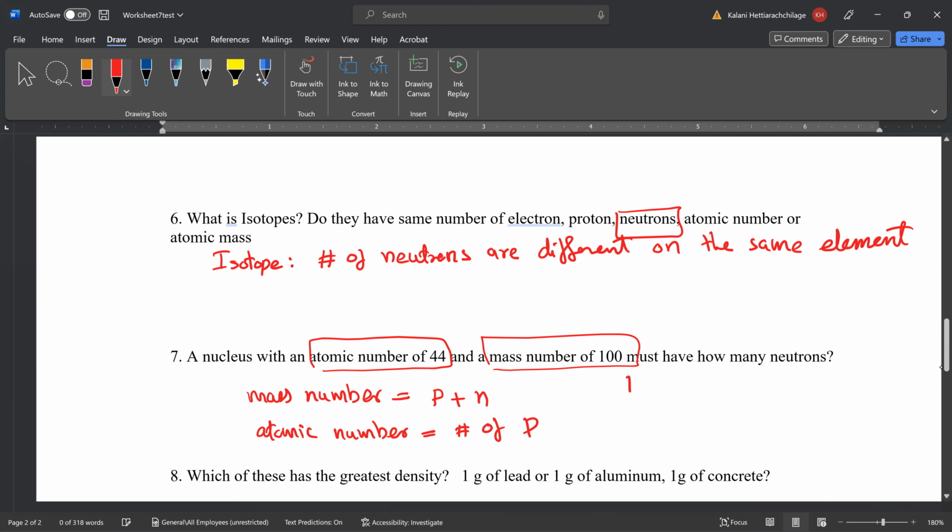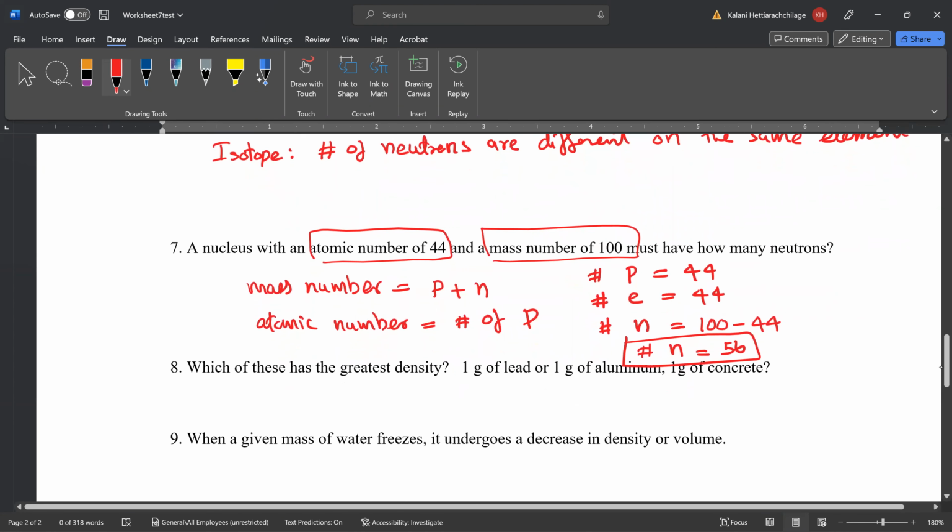So now the number of protons, I'm going to write it here. Number of protons equals 44. Then the same way you can write the number of electrons is also 44. Now the number of neutrons will be equal to the mass number minus the protons, right? So the mass number is 100 minus 44, which will give you the number of neutrons. Number of neutrons equals 56. Okay, it's simple.